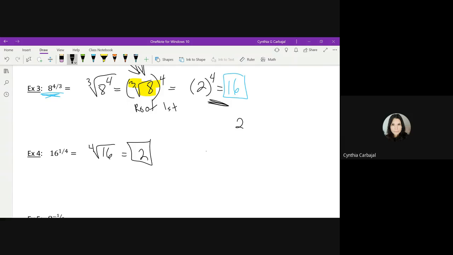And if you're not sure, you could figure it out. 2 times 2 times 2 times 2. That's 4. Bring down that 2. That's 8. And bring down that 2. And that's 16. Okay, so that's how you could check it.